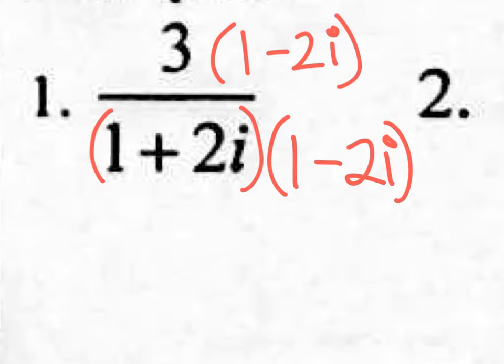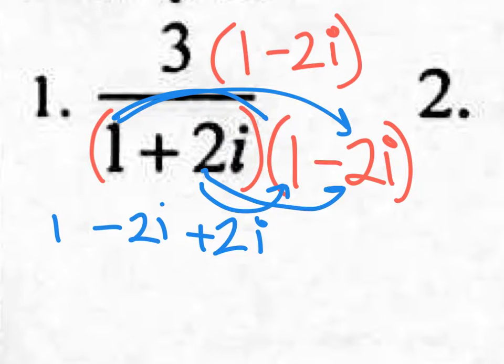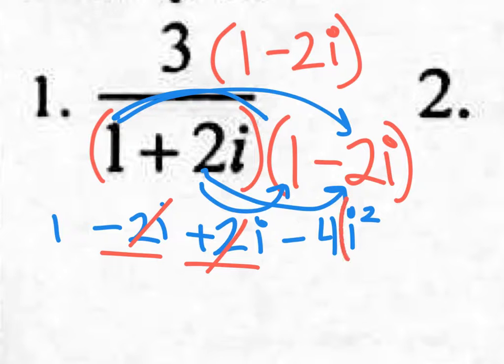Watch the magic happen. You have 1 times 1, that's 1. 1 times negative 2i, that is negative 2i. And then you go 2i times 1, that's positive 2i. And then you have positive 2i times negative 2i. That's going to be a negative 4, and then i squared. Now, the middle values, like I said, when you multiply the binomial with its conjugate, they cancel out. And what about the i squared right here? You know you're going to replace it with the negative 1.